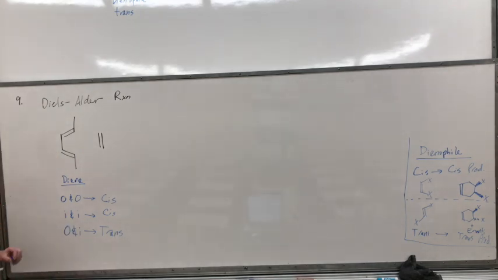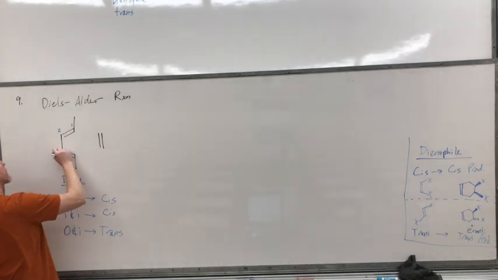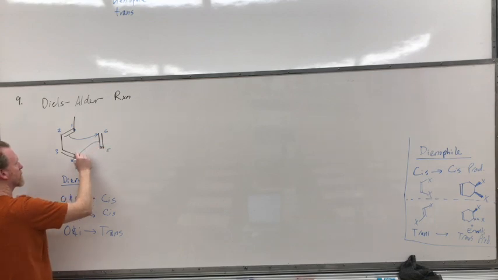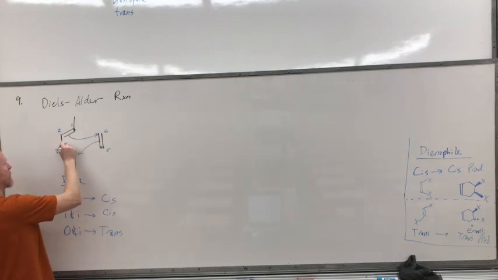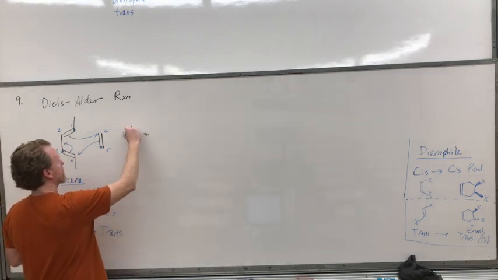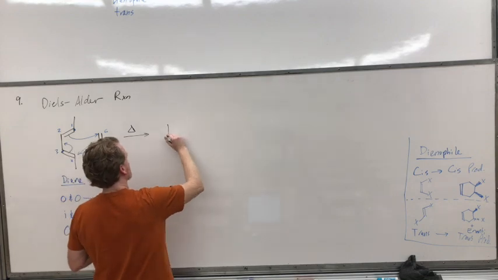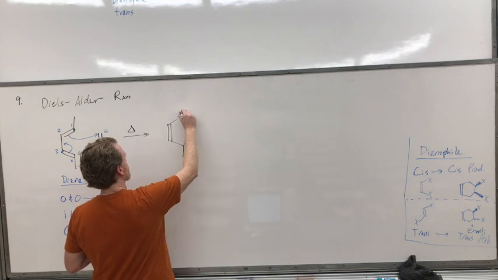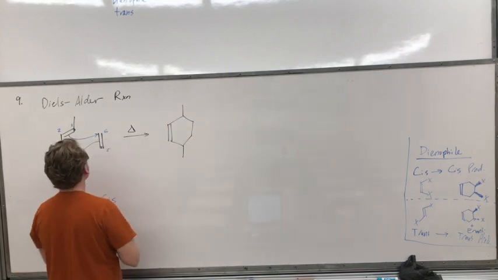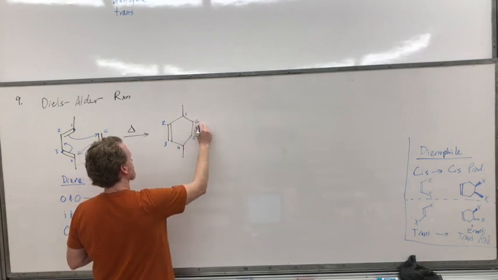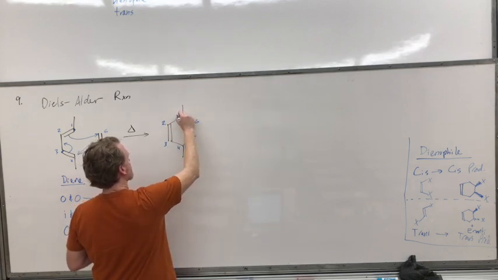So let's do this one and see. I'll number again. 1, 2, 3, 4, 5, 6. See the hinge here. Hinge there. Regiochem first. I made 2 stereocenters there.